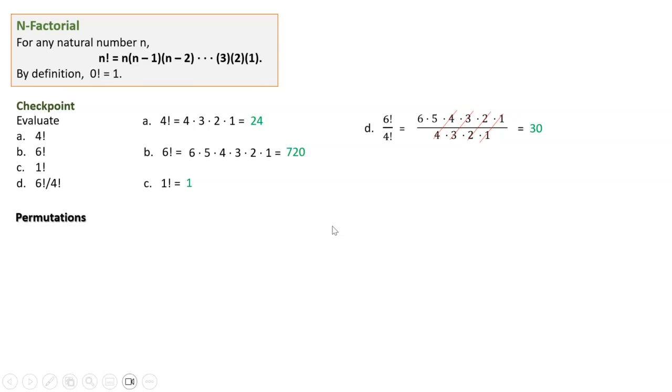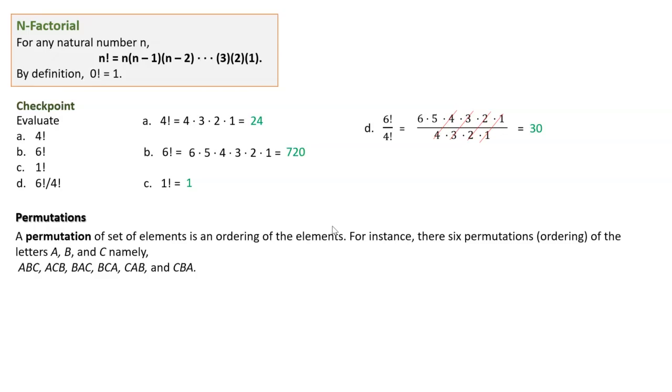Now comes permutations. Okay, a permutation of a set of elements is an ordering of elements. For instance, there are 6 permutations, or orderings, of the letters A, B, and C. For example, it can be ABC, ACB, BAC, BCA, CAB, and CBA. So there are 6 different arrangements by the order of 3 letters. For permutations, the order matters. For example, ABC and CBA are 2 different orders. Okay, that's why there's going to be 6. The order matters.